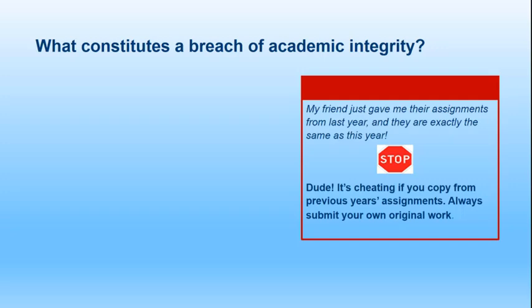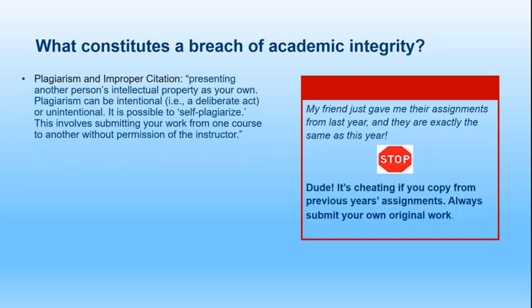According to Ontario Tech's academic integrity policy, academic misconduct refers to activities that may or may not be associated with a specific course that violate the principles of academic integrity as defined in the policy. So acts of misconduct include a number of different things. One of the most common is plagiarism and improper citation. In brief, this refers to presenting another person's intellectual property as your own.